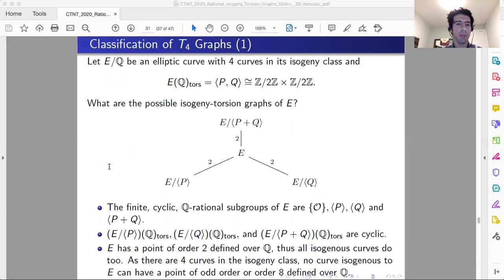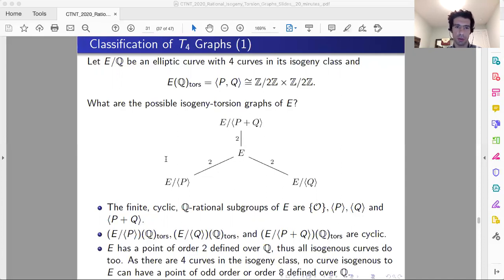So let E be a rational elliptic curve with 4 curves in its isogeny class and having full 2 torsion. Then the torsion subgroup is precisely the 2 torsion subgroup of E. So what are the possible isogeny torsion graphs of E? Here I drew the rational isogeny graph of E, but what can the torsion subgroups of the vertices be?